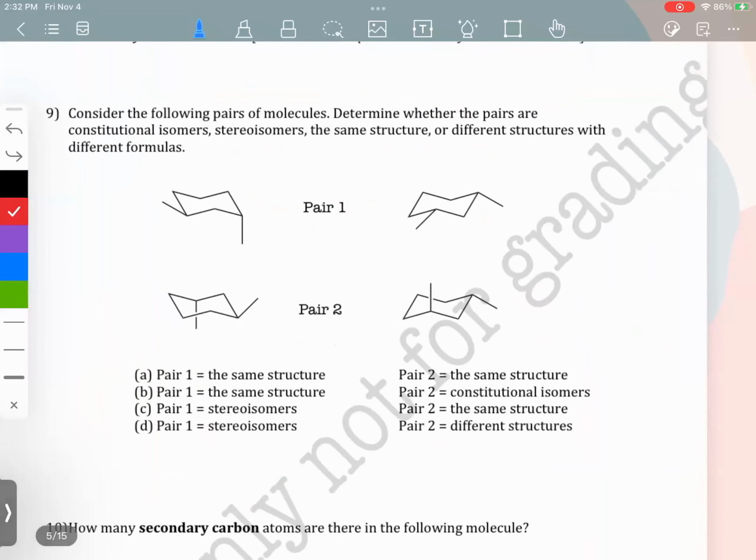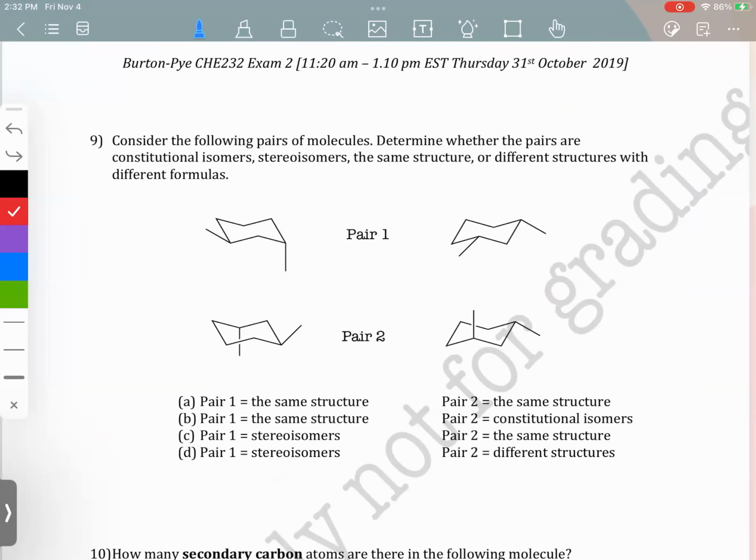Next question, 9. Consider the following pairs of molecules. Determine whether the pairs are constitutional isomers, stereoisomers, same structure, or different structures with different formulas. So let's look at pair 1.